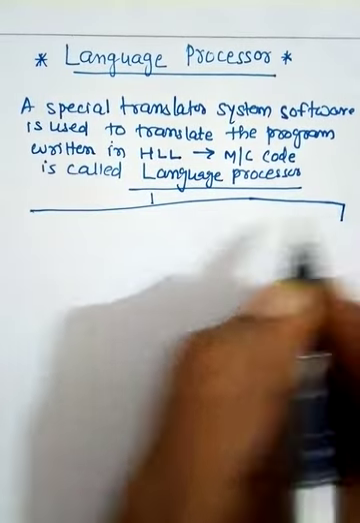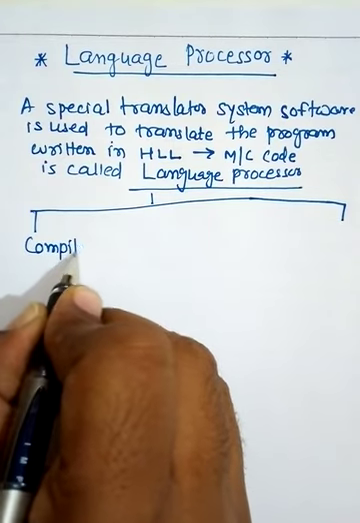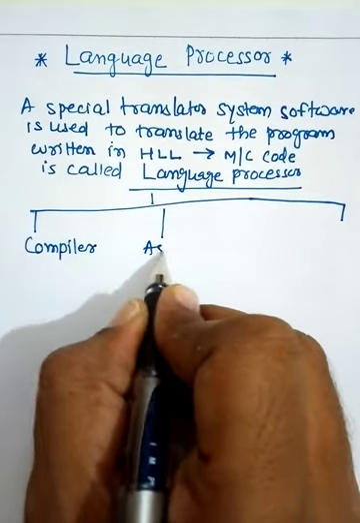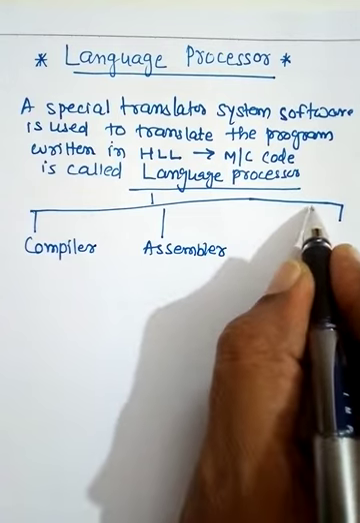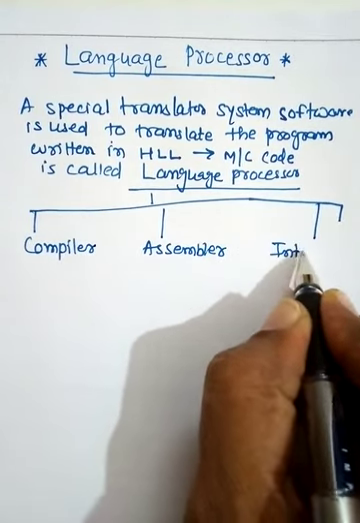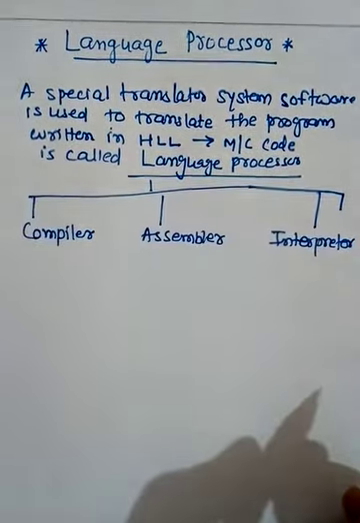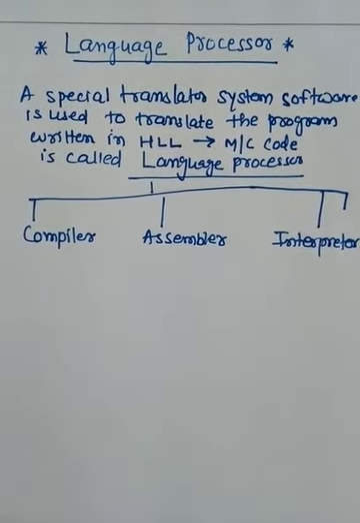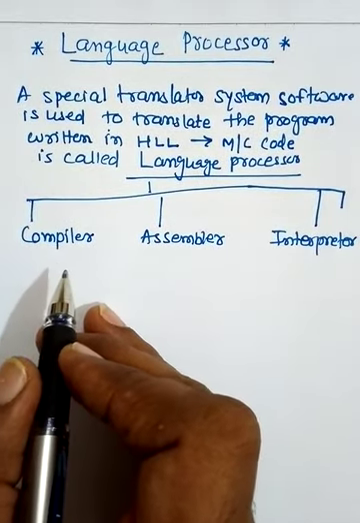There are three types of language processors. The first one is the compiler, the second one is the assembler, and the third one is the interpreter. Now we will discuss all three: compiler, assembler, and interpreter.